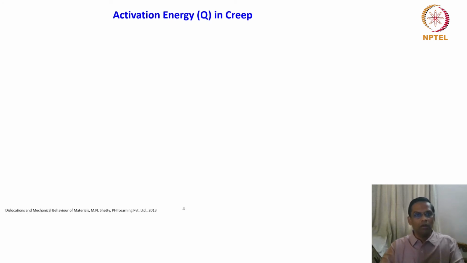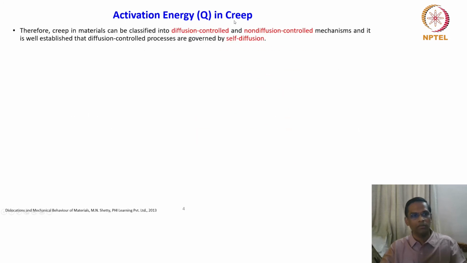So now we will see something called activation energy in creep. What is this? We have just looked at all the consequences of this tertiary creep. Therefore, creep in materials can be classified into diffusion controlled and non-diffusion controlled mechanisms. Very important point. We are now trying to classify the creep mechanisms, because too many things are happening in the material as the creep deformation proceeds. So the primary classification comes under these two categories: diffusion controlled and non-diffusion controlled mechanisms.